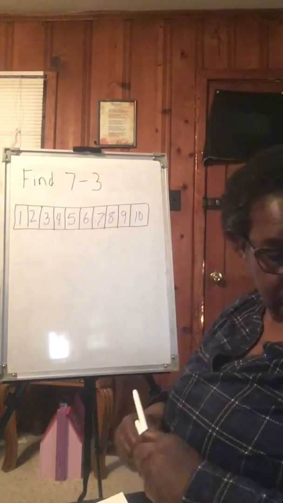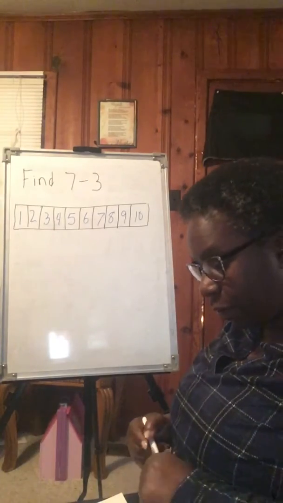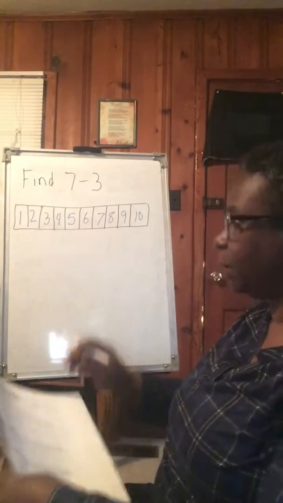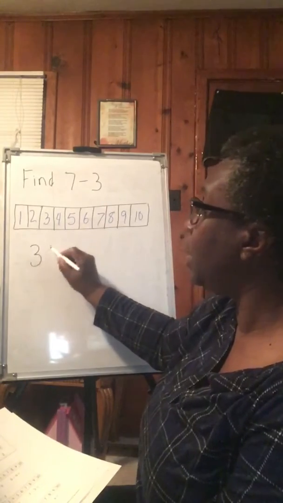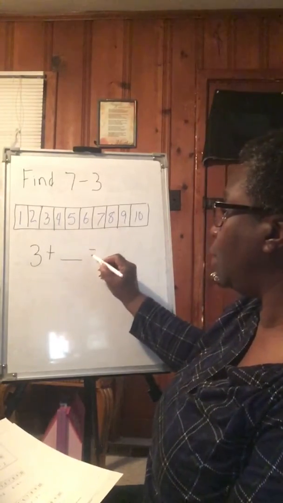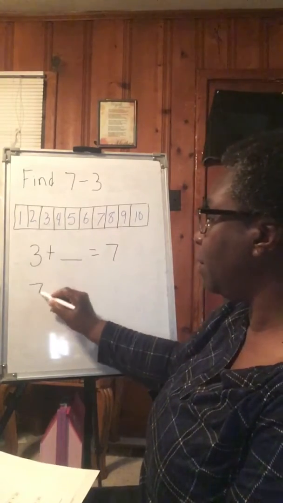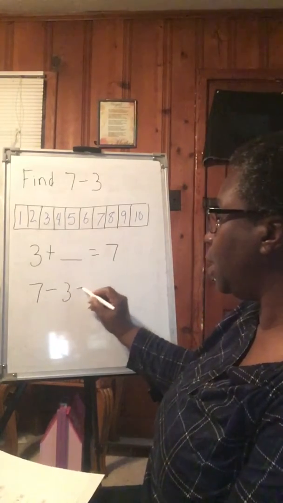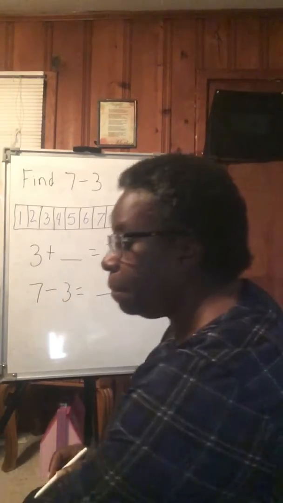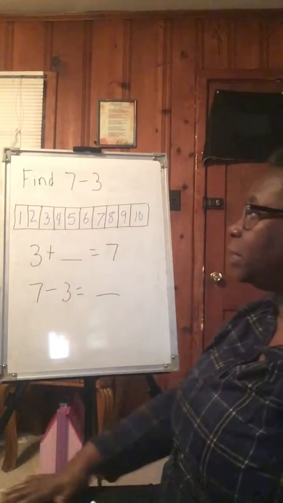Okay? And our problem is we got to find what's 7 minus 3. So we have 3 plus blank equals 7. And 7 minus 3 equals blank. Okay? So we got those 2 problems to solve.